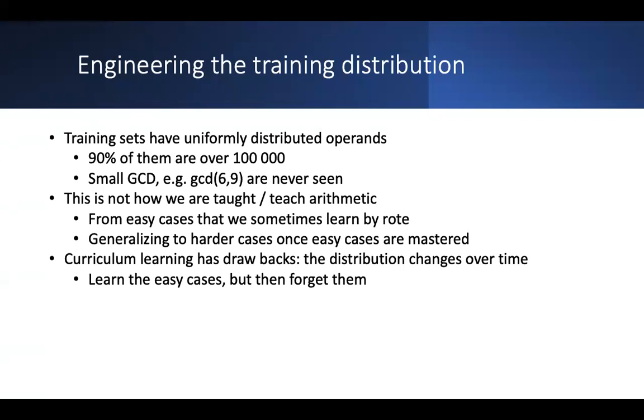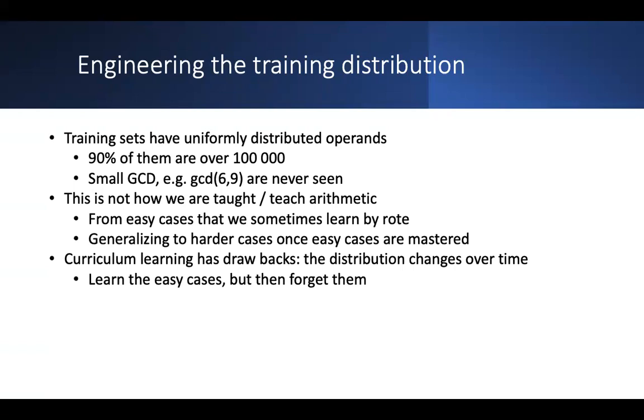And actually, yes. You remember my things about the training distribution, the magical training distribution. When you look at the distribution we use here, I'm learning from operands which are uniformly sampled between 1 and 1,000,000. The problem is that if I do so, 90% of the numbers the model will see are over 100,000. And small GCDs like GCD 6 or 9 will never be seen. And this is not how we teach GCD.